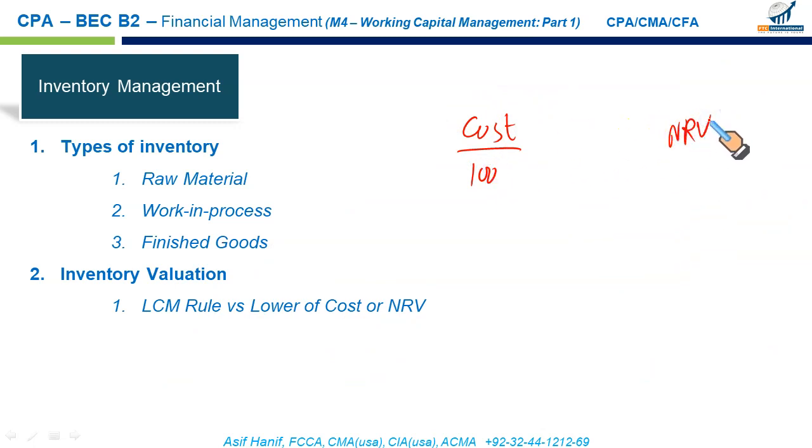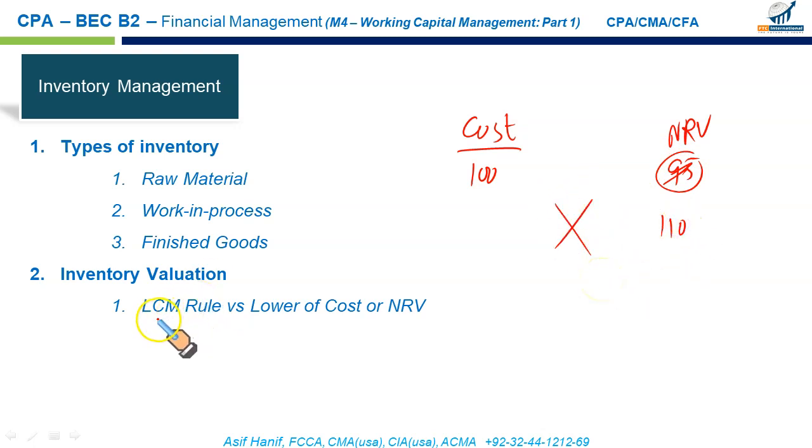Final selling price minus cost to complete and sell. And if it happens to be $95, then your inventory must be brought down from 100 to 95. Or if your NRV is 110, then there is no need to write down your inventory.